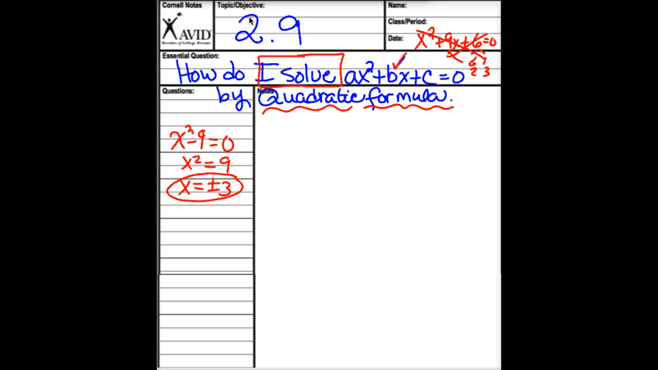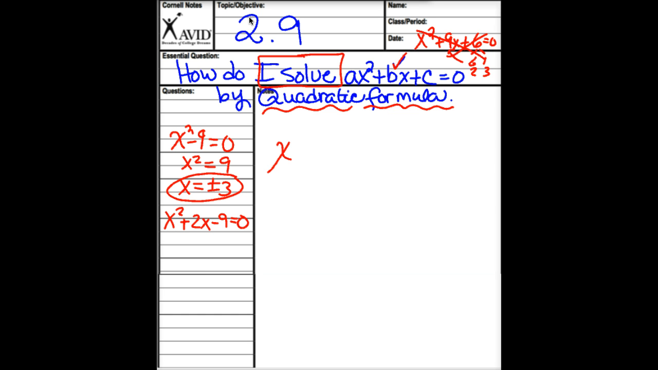However, the minute I insert a middle term into that and I ask you to solve it, solving by square roots doesn't work and by factoring doesn't work. So I need what's called the quadratic formula. And the quadratic formula says that to get the solutions to that, you can just use a formula. And the formula looks like this.